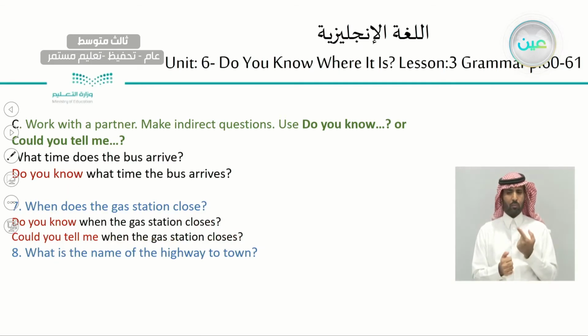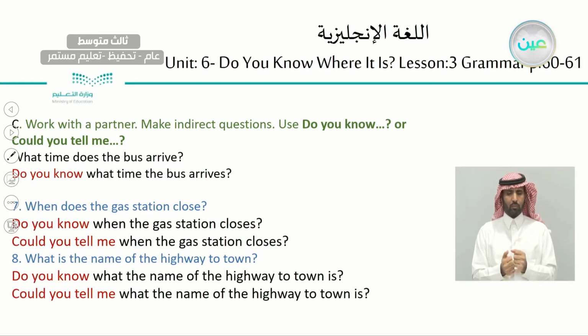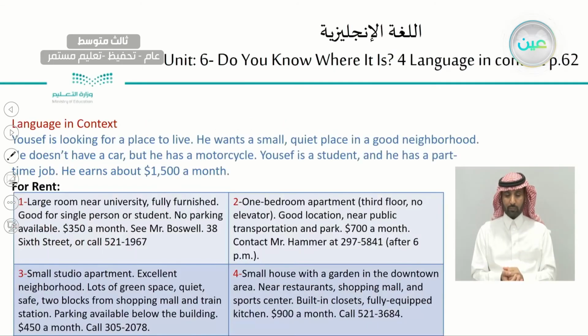What is, okay, we move the helping verb is, verb to be, here. Do you know what the name of the highway to town is? Could you tell me what the name of the highway to town is? Okay, these are the answers for exercise C. Now moving on to language and context, page 62. We have a boy, his name is Yusuf.